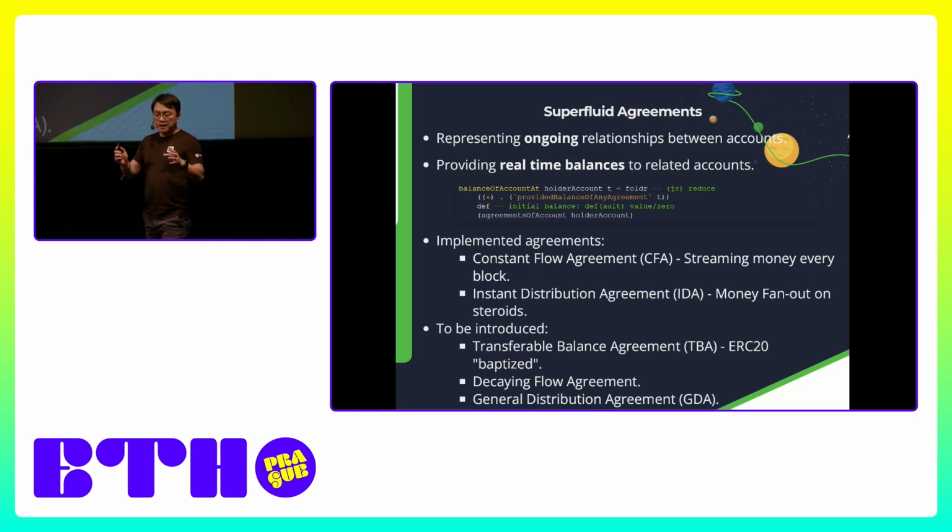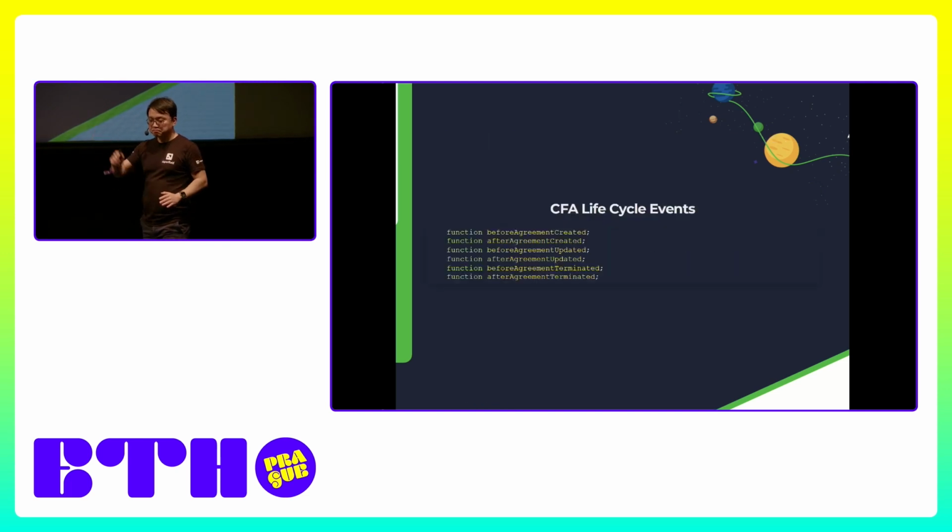We also have a combination of the instant distribution agreement plus the constant flow agreement combined into something called a general distribution agreement. Imagine that instead of sending dividends to 10,000 accounts, I'm sending a stream of new type of dividends that goes to 10,000 accounts every block, right? So that's a new thing we can also build into the agreement.